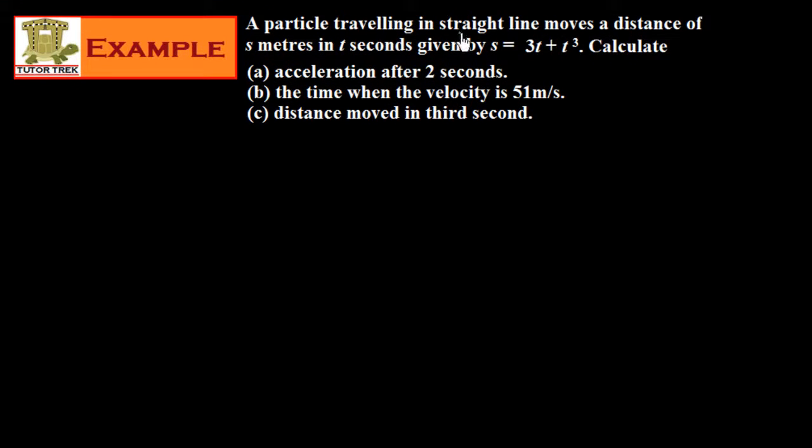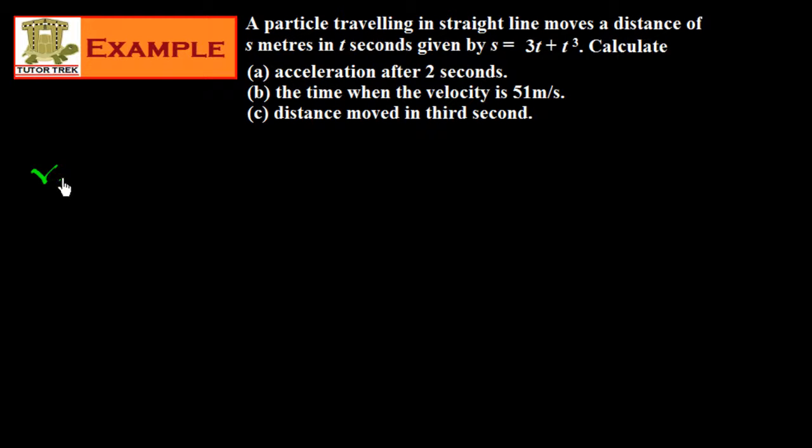A particle traveling in a straight line moves a distance of s meter in t seconds, given by the equation s is equal to 3t plus t cube. We have to calculate here the acceleration after 2 seconds, the time when the velocity is 51 meter per second, and the distance moved in the third second. So first we solve for the acceleration after 2 seconds. For getting this, first of all we have to find out the velocity.